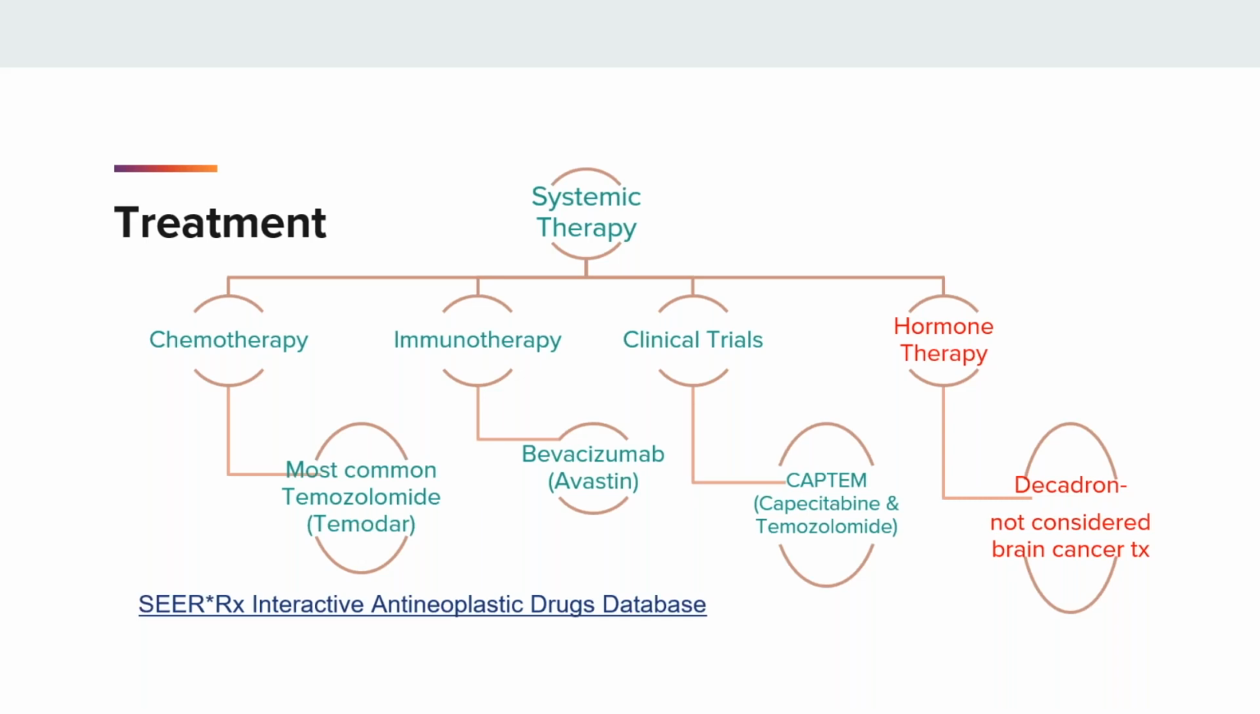I have hormone therapy in red here because you will see Decadron, but it is not considered treatment for brain cancer. It may also be referred to as dexamethasone, prednisone, and other names. So be sure to check the SEER*Rx Anti-Neoplastic Database for reportability of these and other drugs. When we check the SEER*Rx site for Decadron, a helpful note states that it is not cancer-directed for brain and do not code.